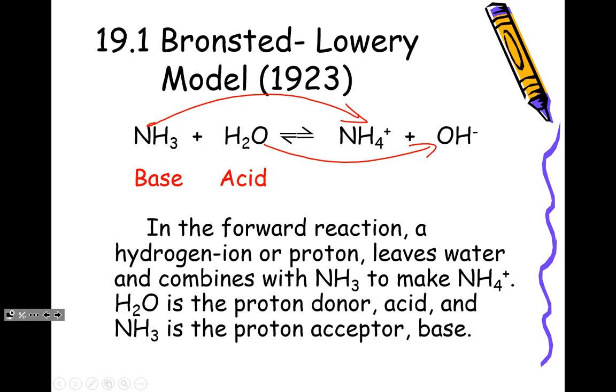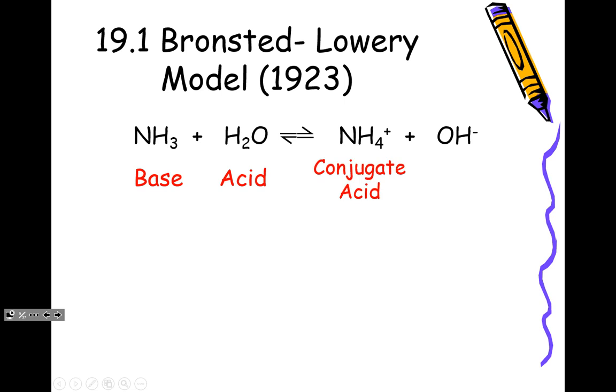So in the forward reaction, a hydrogen ion or proton leaves the water, that's why water is an acid, and combines with NH3 to make NH4 plus, making NH3 the base. And therefore water is acting like an acid here. So you can see that what really happened is it ended up making OH minus when you put it in water. That's why ammonia is a base. It did end up making OH minus in water.